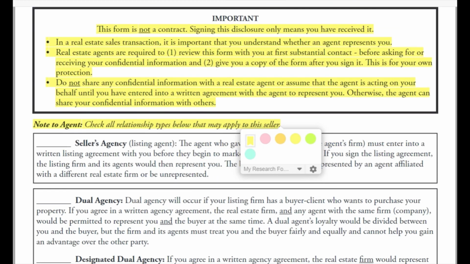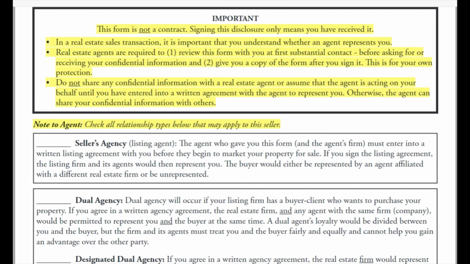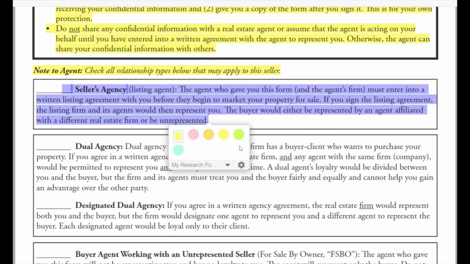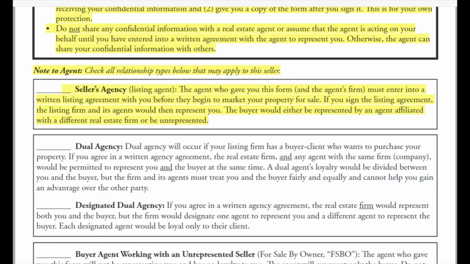Okay, this note to agent: check all relationship types below that may apply to the seller. So we're going to go through these one at a time. Seller's agency. This is the listing agent. This is the person that has landed a deal with a contract with an owner wanting to sell their property.